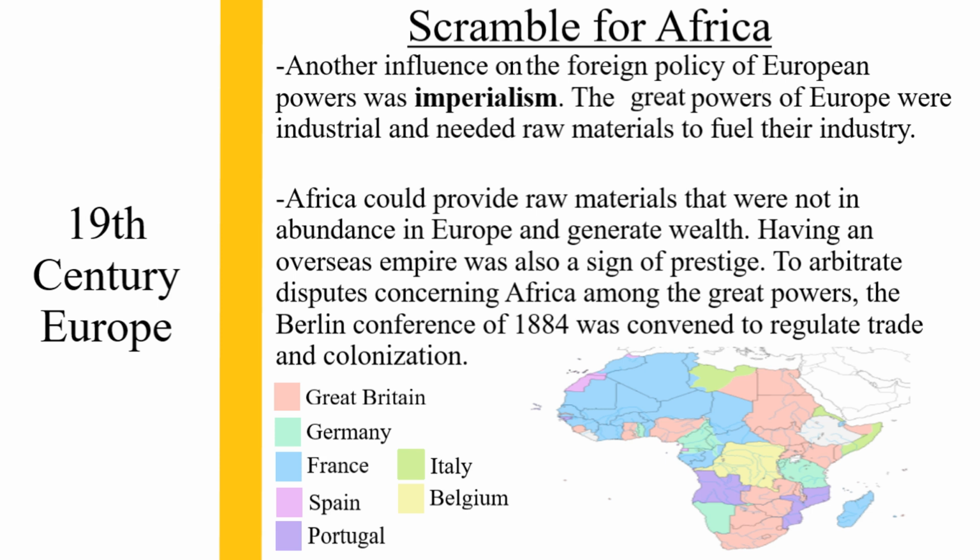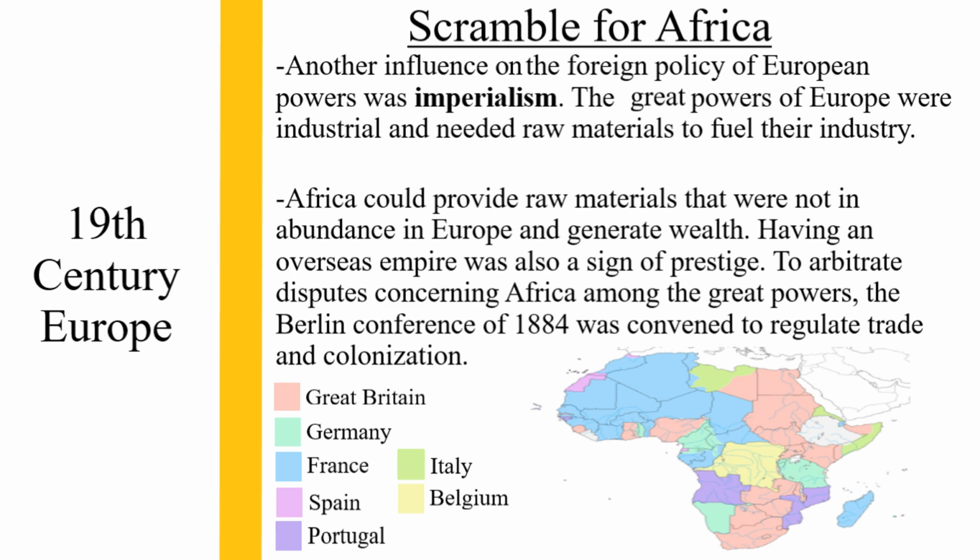So, this prompted the great European powers to scramble for Africa. Africa could provide raw materials that were not in abundance in Europe and generate wealth for the mother country. Having an overseas empire was also a sign of prestige. To arbitrate disputes concerning Africa among the great powers, the Berlin Conference of 1884 was convened to regulate trade and colonization. So 7 European powers participated in the scramble for Africa: Great Britain, Germany, France, Spain, Portugal, Italy, and Belgium.